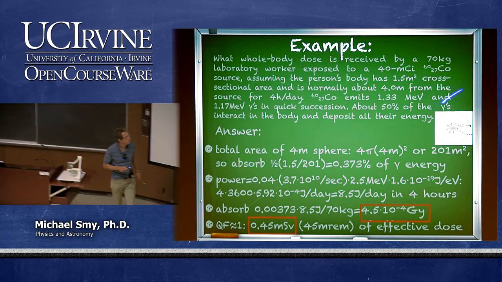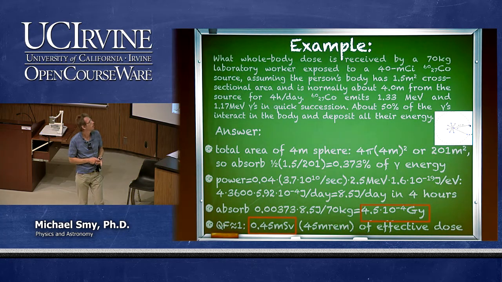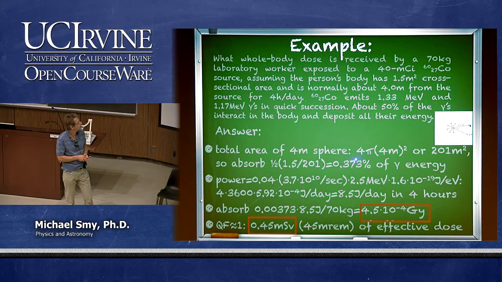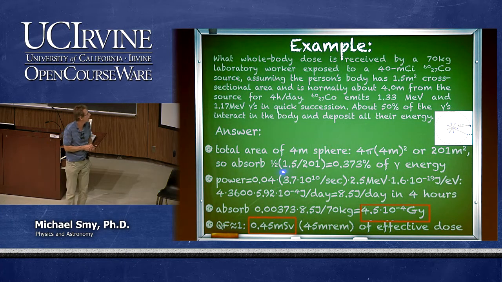So we start this problem by imagining a sphere around the cobalt source with a radius of 4 meters. That sphere has a surface area, and if we want to know the probability of a gamma ray striking the person, then we take the ratio of the person's cross-sectional area to this total surface area of the sphere. So we have this 4 meter sphere, and it has a surface area of 4 pi times 4 meters squared. This is 201 square meters. Since the cross-sectional area is 1.5 square meters, and only one half of the gammas interact in the body, the probability to have a gamma absorbed in the body is one half times 1.5 divided by 201, or 0.373%. And that is also the fraction of the gamma energy that is deposited.